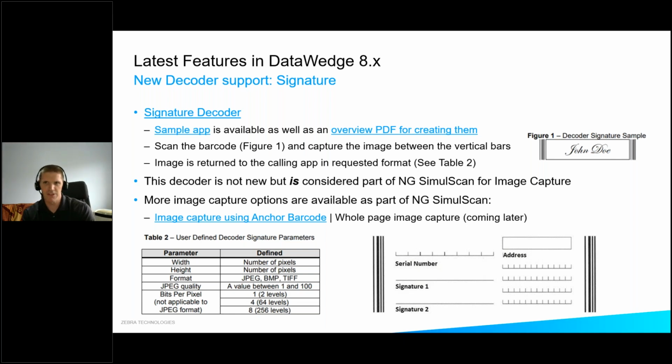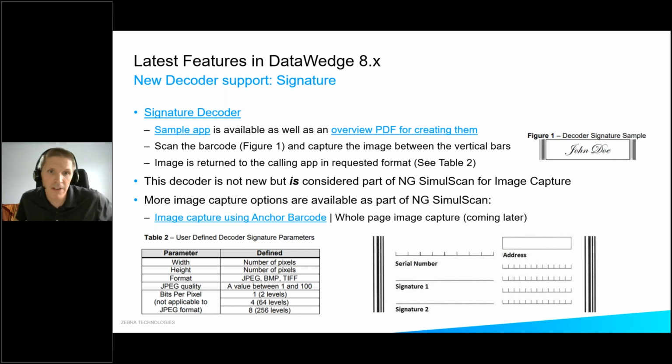I remember doing signature decoder development back when I was writing for Windows Mobile CE. So yeah, we've had this in the product for a while. It's moved about a bit. It was moved into the simulscan logic, and now it's moving. In fact, I think this slide is wrong. It's not going to be considered part of next generation simulscan. It's actually going to be just in the barcode as a symbology.